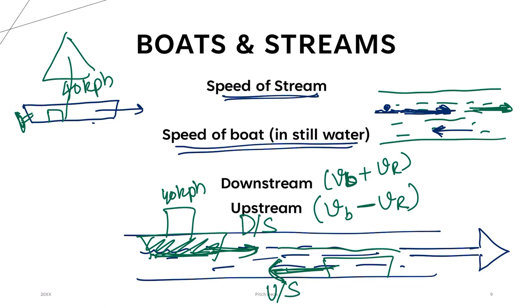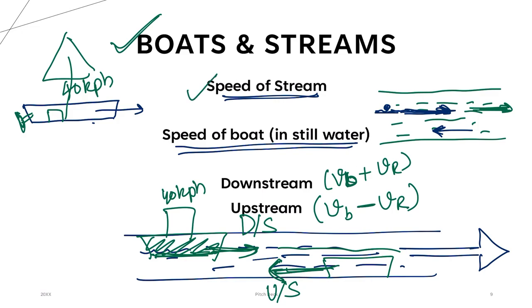This is again the concept of relative velocity, where in downstream the water is helping the boat to go with it. In upstream, the water is against the speed of the boat. So that is why the speed is the speed of the boat minus the speed of the river. This concept, I hope it is clear. We are going to use this concept when we see previous year questions from this.